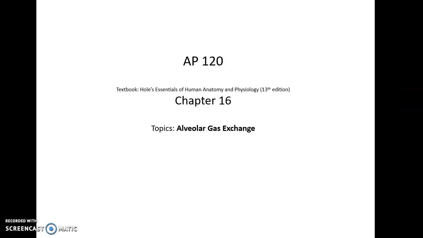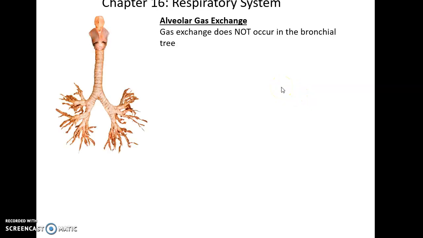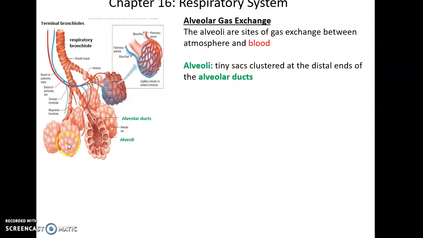AP 120, Chapter 16, topics: alveolar gas exchange. Gas exchange does not occur in the bronchial tree. It does not occur in the trachea. It does not occur in the larynx. No, you have to go deep into the lungs, down to the alveoli, these little pockets of thin squamous tissue that are adjacent to blood capillaries, pulmonary capillaries, to get the gas exchange process to occur.